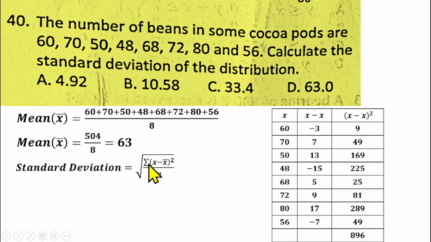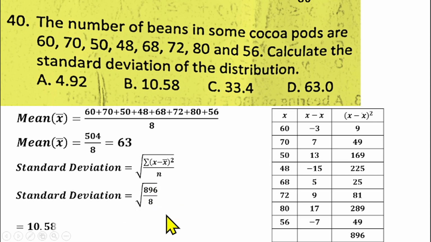Then you have to take the summation. You sum those data, add them together. That gives us 896 divided by n, which is the number of data we have here, which is 8. If you put that into this formula, you'll have the square root of 896 over 8. If you simplify that, that'll give us 10.58, which is option B.